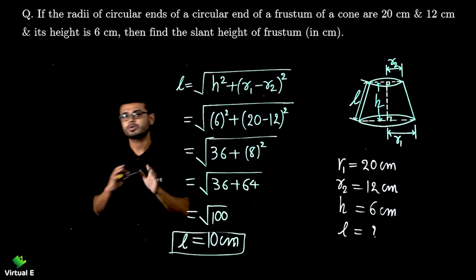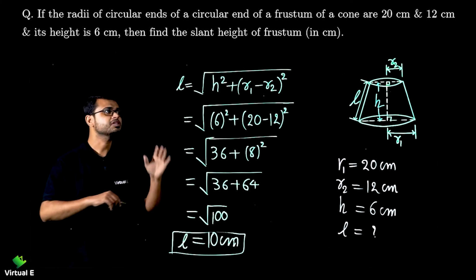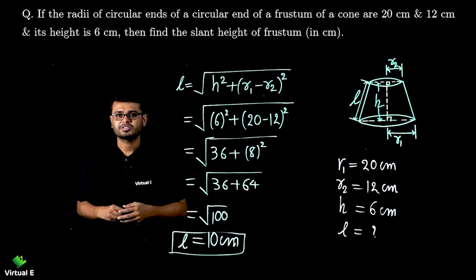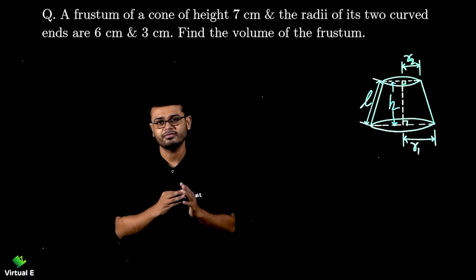This is a very straightforward question. R1, R2 and H are given and L is the missing quantity. So this is how we find the slant height for the frustum. Let's discuss one more question for finding the volume of the frustum.